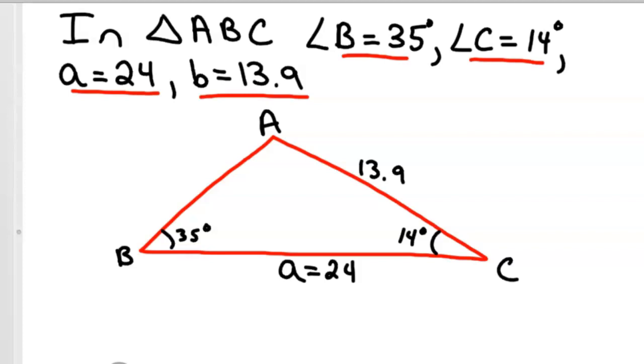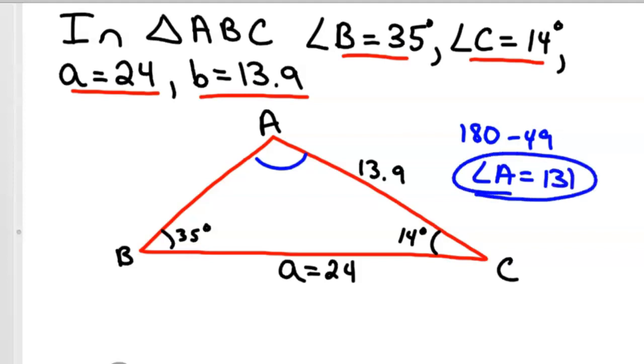So let's start by finding probably the easiest thing to find, which is angle A. Don't forget the easy stuff. A triangle has to equal 180 degrees. So 180 minus 49 will give you angle A. And how did I get 49? Well, I got 49 by just adding the 35 and the 14 together and subtracting from 180. So this is 131 degrees.